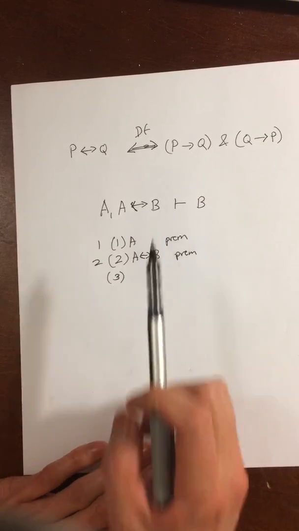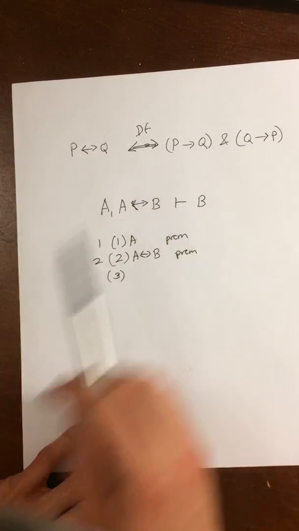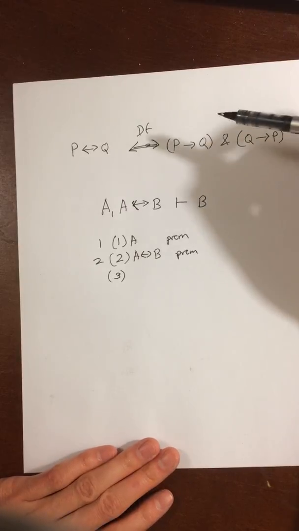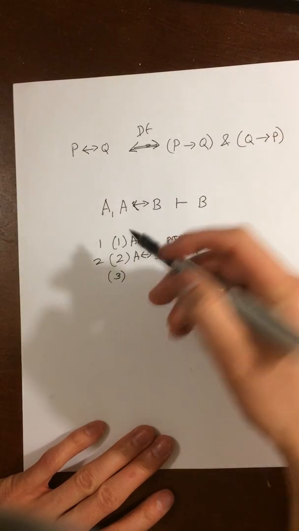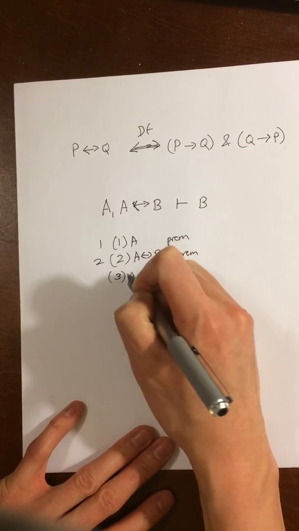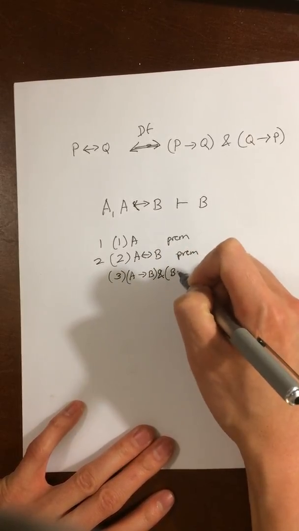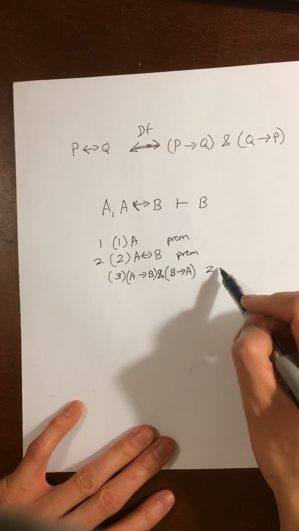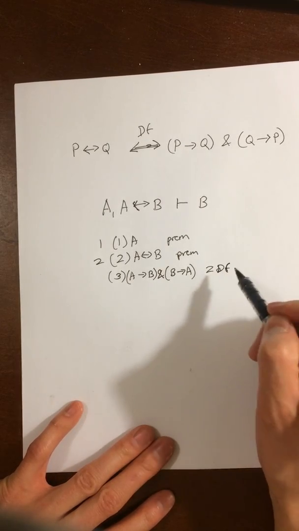Okay. As you can see, what we have to do is derive B, and we don't have a rule that extracts B out of this. Right? This turns into something like this. And so what you could do is break this down to the bigger formula, A arrow B, and B arrow A. That's going to be from 2, DF.